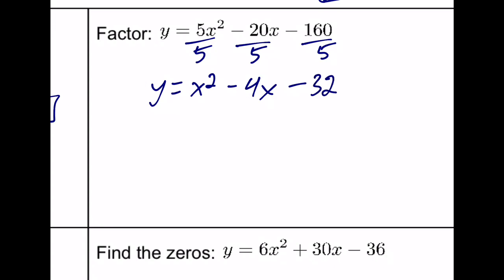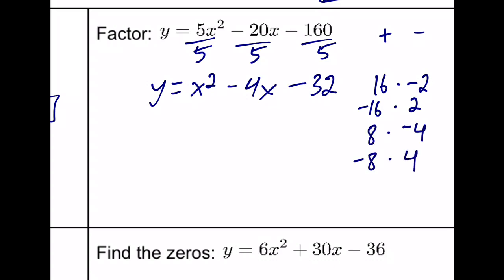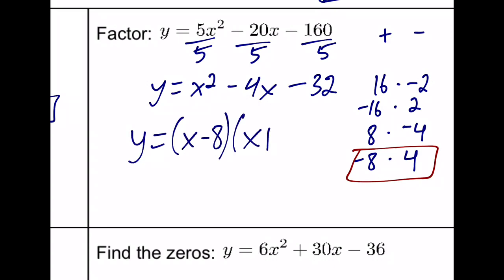With a c value that's negative, I know that one of my factors is going to be positive, the other negative. So if I flip through some possibilities for 32, it could be something like 16 times negative 2, or negative 16 times 2, or 8 times negative 4, or negative 8 times 4. And which one of these pairs adds up to negative 4? This one does. So if I rewrite this in intercept form, I get y is equal to x minus 8 times x plus 4. And I'm done.